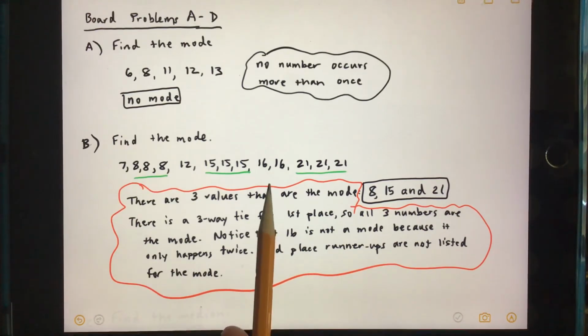Notice that 16, which also occurs more than once, is not a mode because it only happens twice. Second place runner-ups are not listed for the mode. So the mode only is the number or numbers that occur the most often.